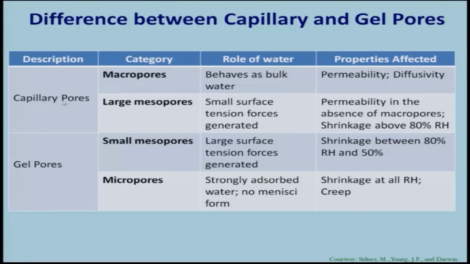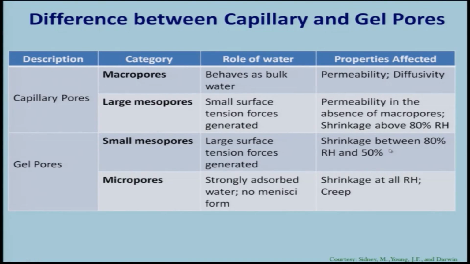Capillary pores substantially affect the permeability properties and diffusivity of Portland cement based systems. They also affect the shrinkage behavior and permeability in the case of mesopores. Likewise, gel pores affect the shrinkage behavior, and in the case of micropores, they affect shrinkage and creep behavior.